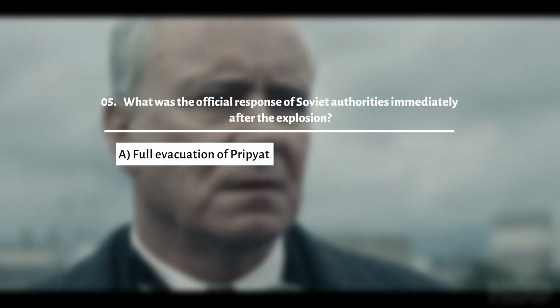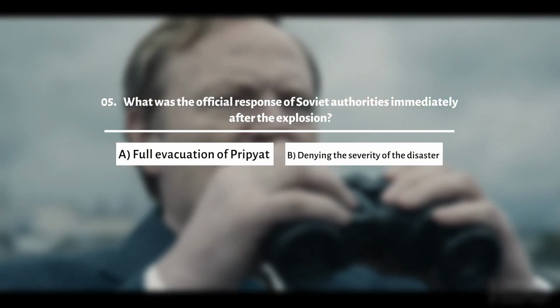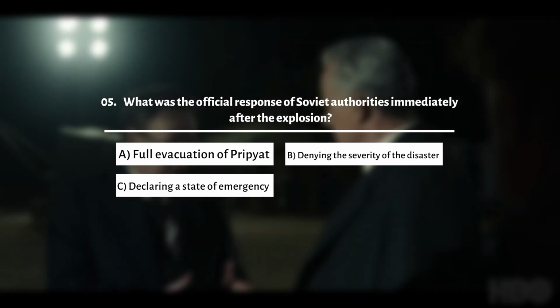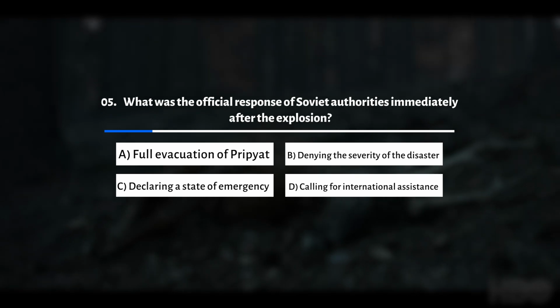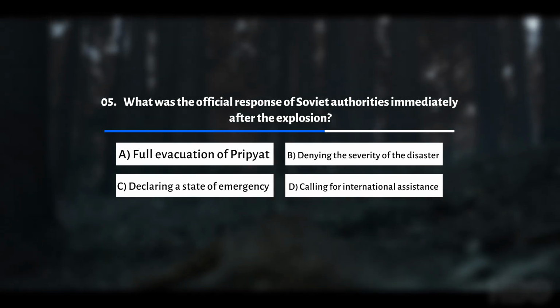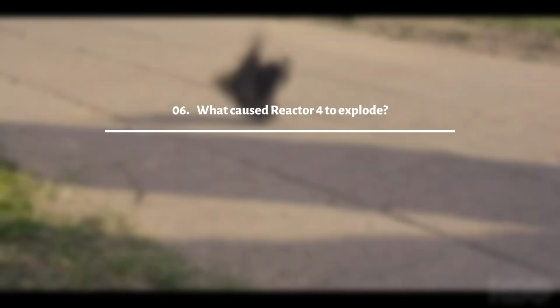A. Full evacuation of Pripyat. B. Denying the severity of the disaster. C. Declaring a state of emergency. D. Calling for international assistance. Correct answer, denying the severity of the disaster. 6. What caused Reactor 4 to explode?